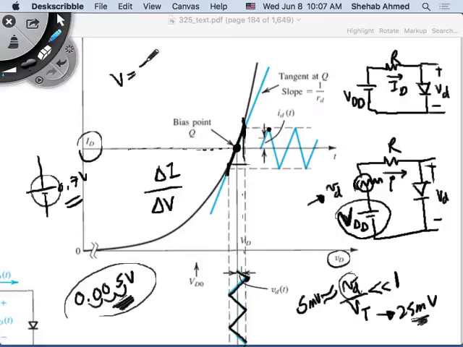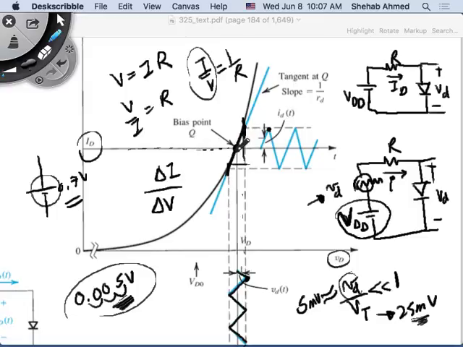What Ohm's law says, V equals IR, right? So V over I equals R. How about I over V? Equals 1 over R, right? So I will call this the slope of this straight line that's tangential to the operating point. I'll call this slope 1 over RD. RD is a model of the diode.